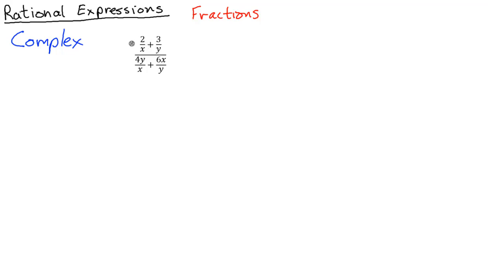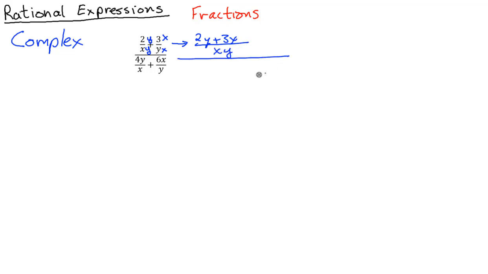So here, we simply have two fractions added together, over two fractions added together. So we break it up. Let's take this top guy and get a common denominator. It looks like it'll be x times y. So times by y, times by y, times by x, times by x. We now have a common denominator. We now have 2y plus 3x over xy.